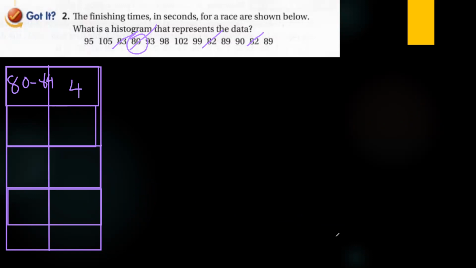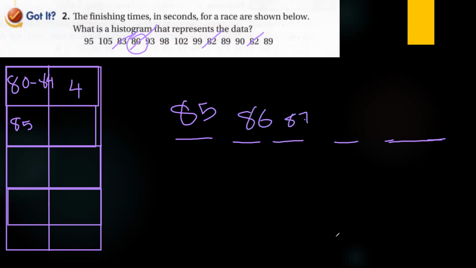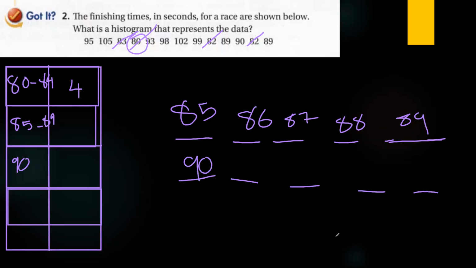Then, what is the number after 84? We have 85. And the length is 5 blanks. So 1, 2, 3, 4, and 5. So 85, 86, 87, 88, and 89. Then what's after 89? 90. Make 5 blanks. Now I will repeat. Why 5 blanks? Because I decided that I need the length of interval 5.